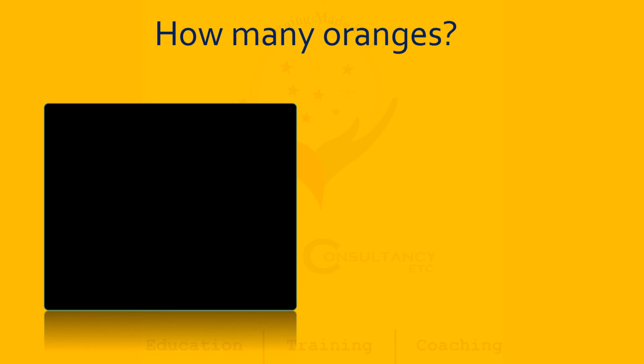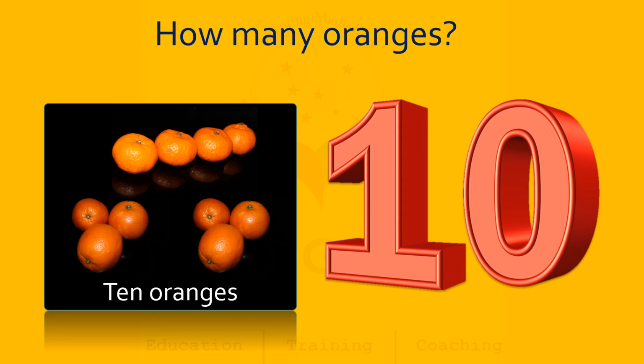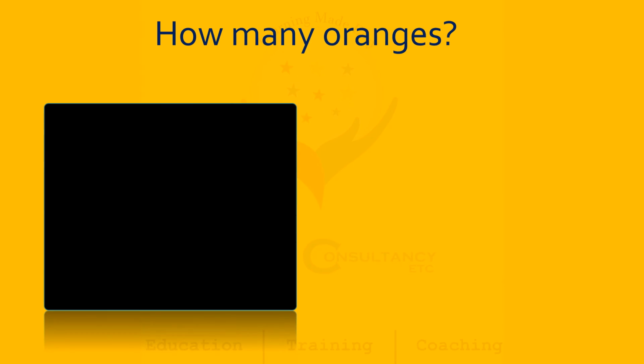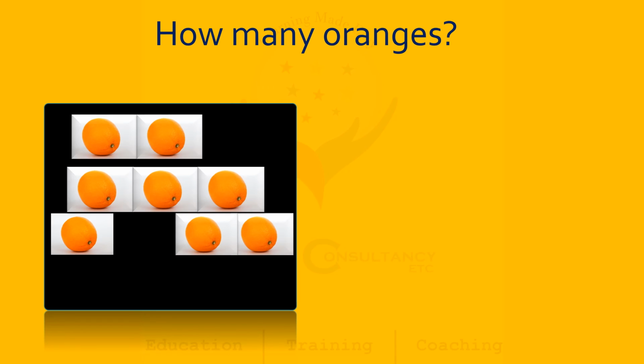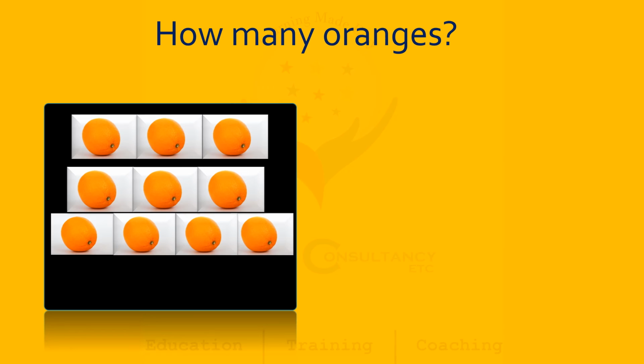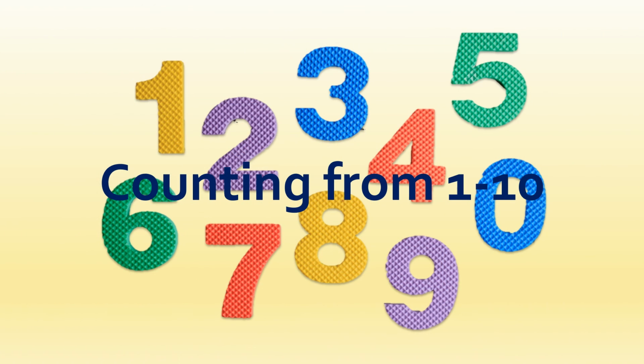How many oranges? 10. 10 oranges. How many oranges? 10. 10 oranges. That is counting from numbers 1 to 10.